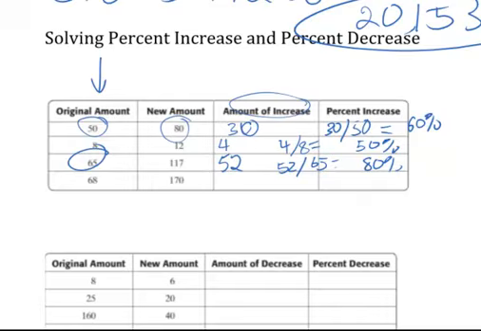And for the next one, from 68 to 170. So let me take 170 minus 68. That went up by 102. So again, I take that number 102 and I divide it by 68. That's 1.5, which is 150%.